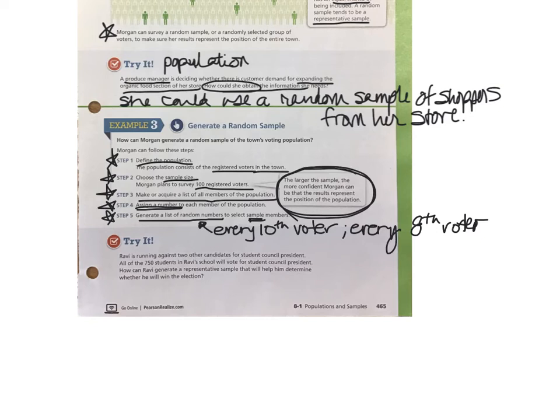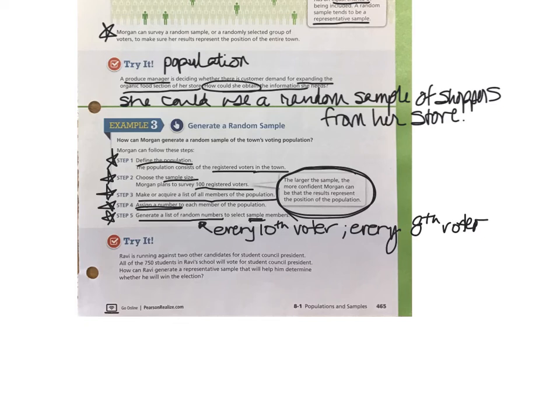Now let's complete the triad. Ravi is running against 2 other candidates for student council president. All of the 750 students in Ravi's school will vote for the student council president. How can Ravi generate a representative sample that will help him determine whether he will win the election? So think about this. Ravi probably has a group of friends that are willing to vote for him, but his friends don't necessarily represent the entire population's opinion.